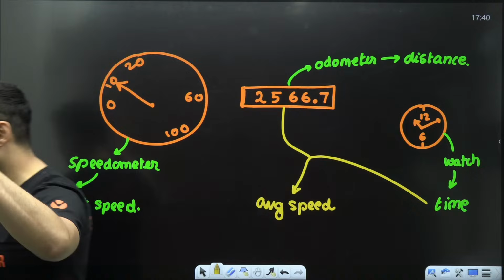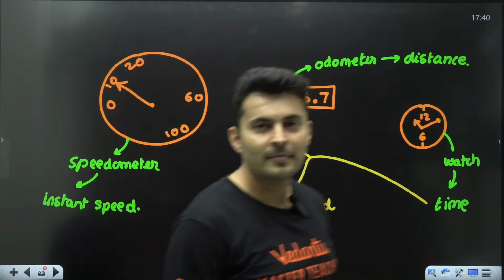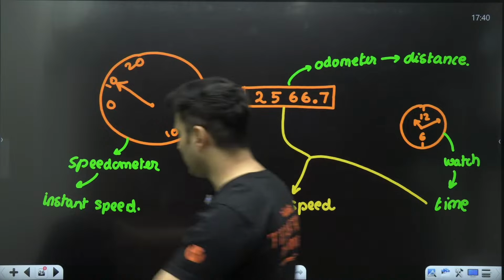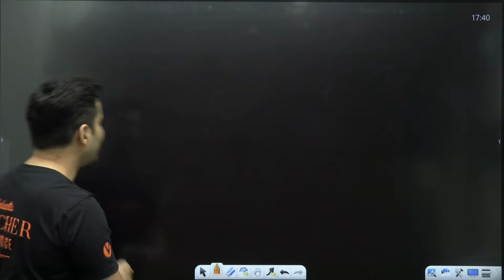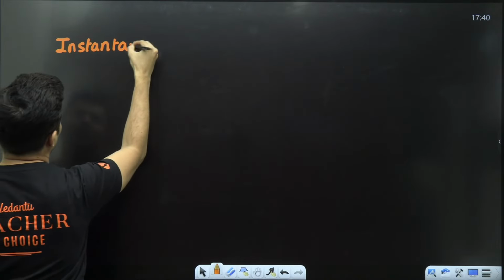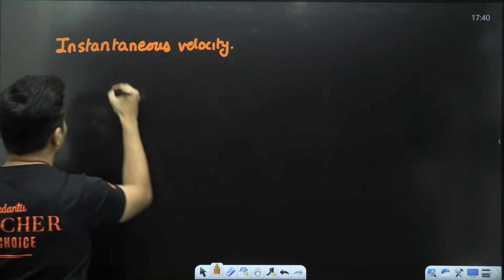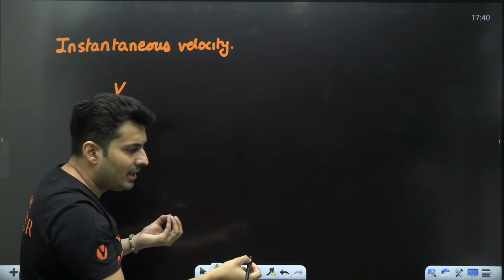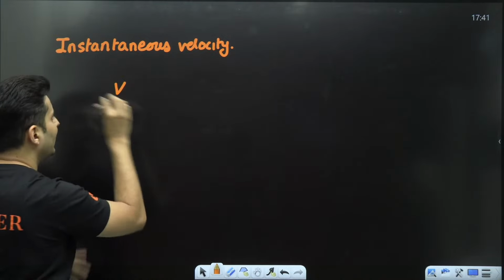Is this differentiation clear? Everyone understood this? Very nice. Awesome. So now going on to instantaneous. What is the representation of instantaneous velocity? So instantaneous velocity V. You don't put any symbol. No average, no triangle, no circle, nothing. Just put that symbol. That is instantaneous.